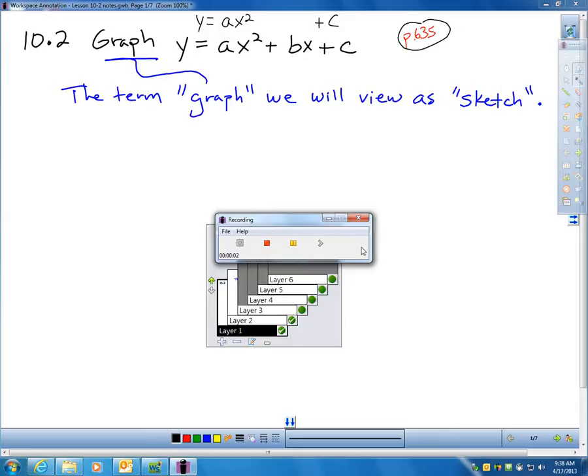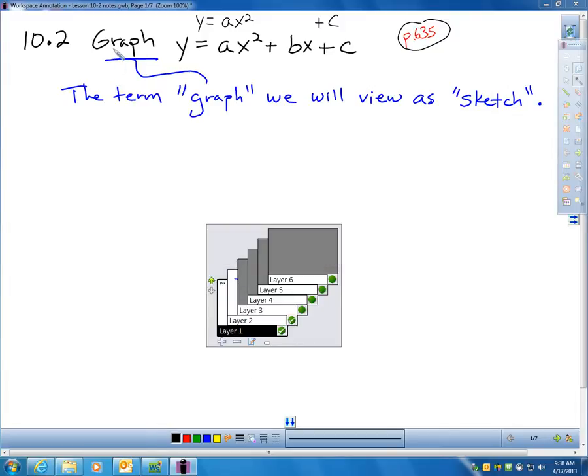Hi, and this is section 10-2. We're on page 635, and this section is entitled Graphing y equals ax squared plus bx plus c.